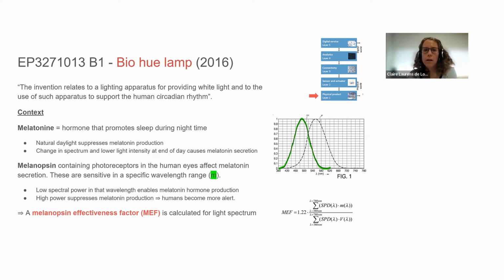When there is low power of light in that range, you have melatonin hormone production, and when you have high power, it suppresses the production. So you can fine-tune a light spectrum to have a different melanopsin effectiveness factor, MEF, which is calculated with the formula on the right-hand side.